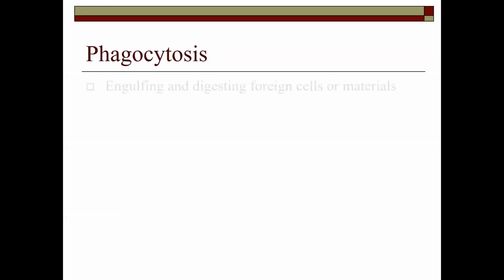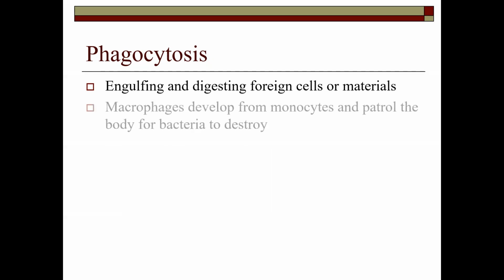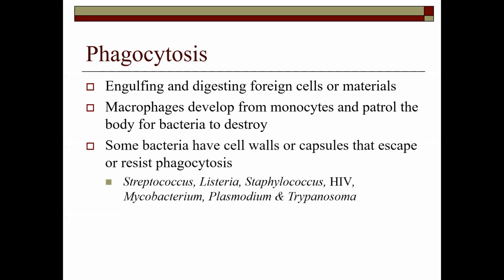All right, so phagocytosis is the process in which our white blood cells engulf and digest foreign cells or material. The macrophages are the best at this, right? You can even see the word phage in their name. So macrophages develop from monocytes, and they're constantly patrolling the body for bacteria to destroy by phagocytosis.